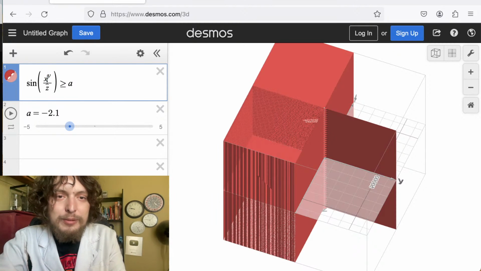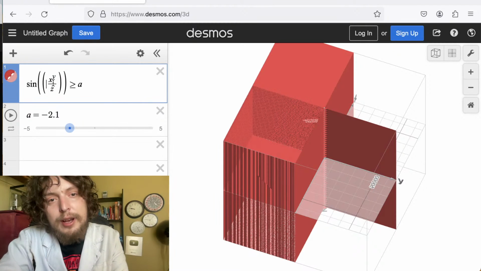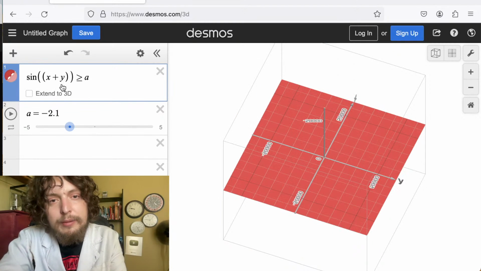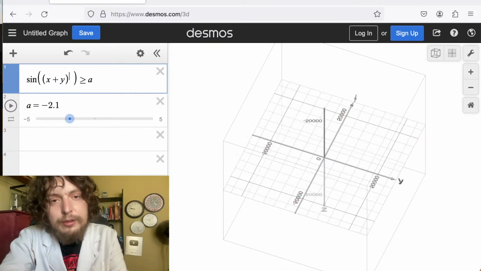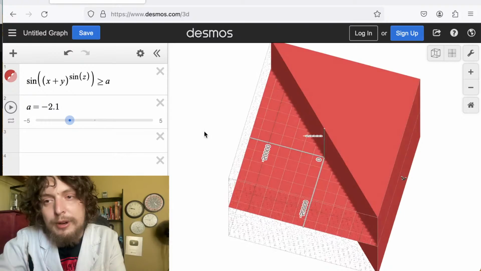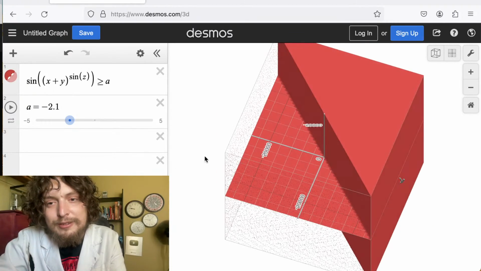Now, what about something like this? Sine of x plus y to the sine of z. That was kind of what we were trying before, but whoa, now we got a triangular room. So what other sorts of room can we get?